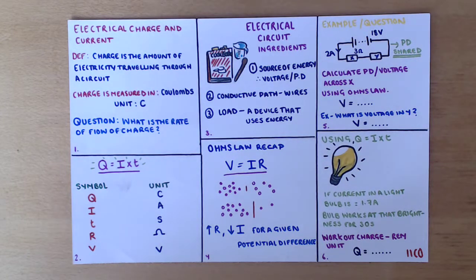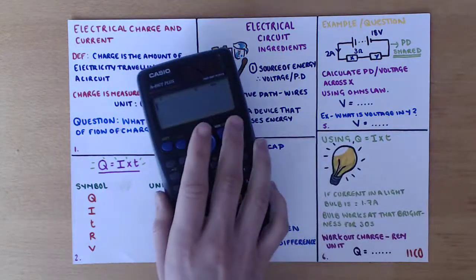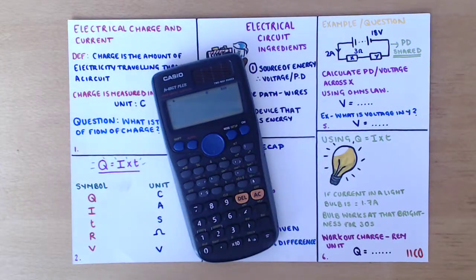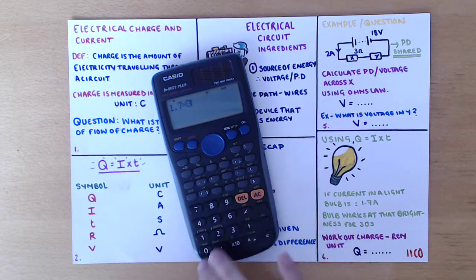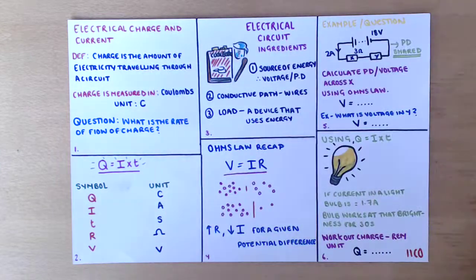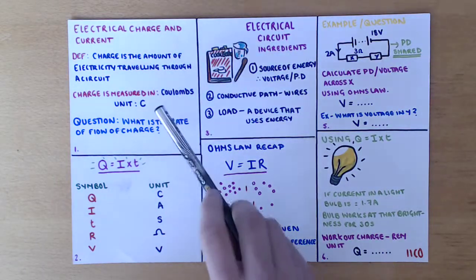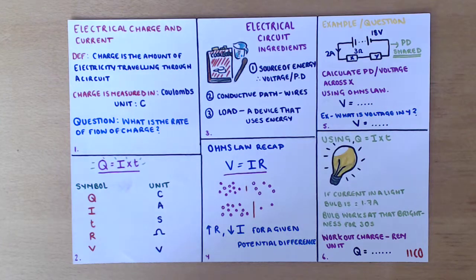Okay, hopefully you've unpaused the video. So charge is current times time, 1.7 multiplied by 30, that's 51. 51 coulombs, because it's charge.